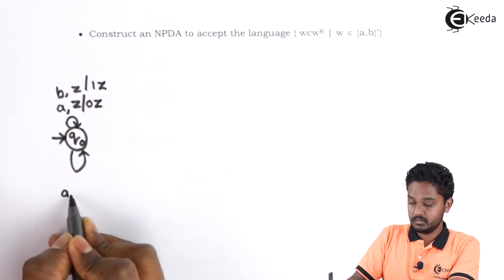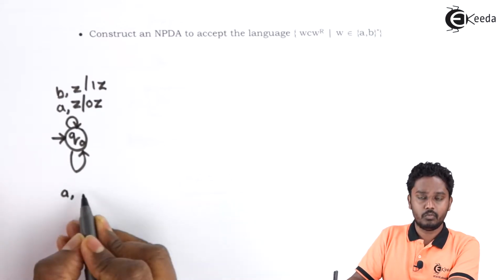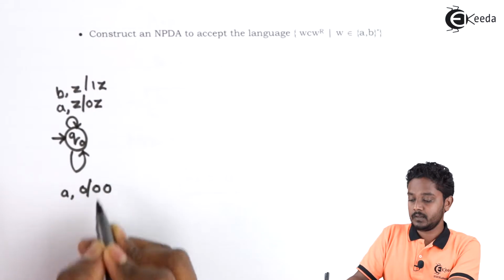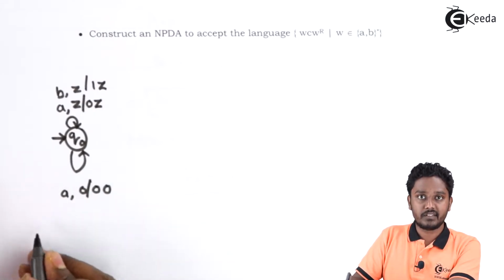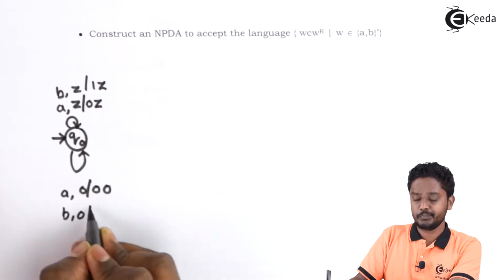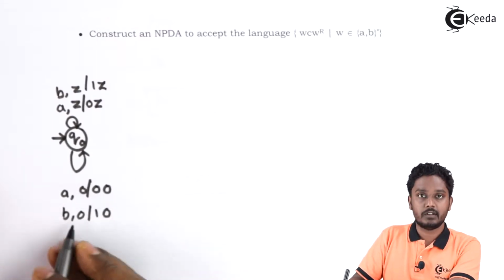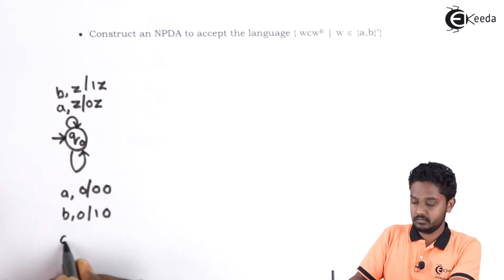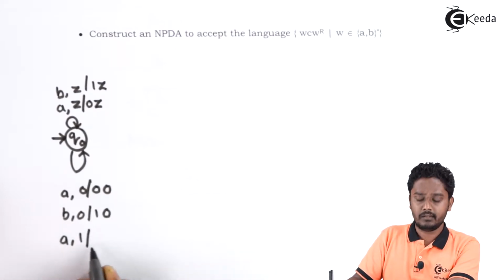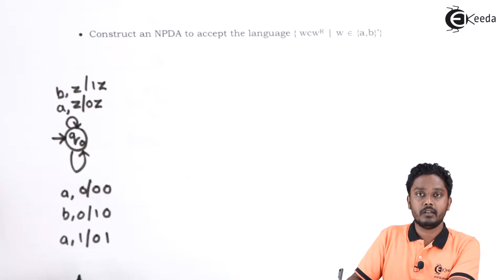A with a 0 will become 0, 0. B with a 0 will become 1, 0. Similarly, A with a 1 will become 0, 1. B with a 1 will become 1, 1.